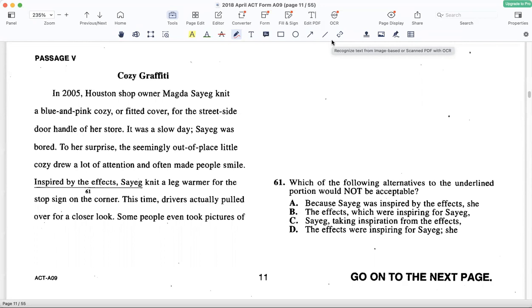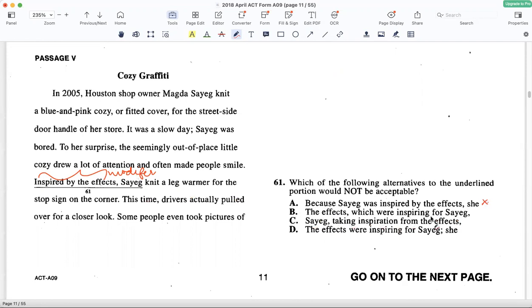Which of the following alternatives to the underlined portion would not be acceptable? So here I'm saying, inspired by the effects, Saik knit a leg warmer for the stop sign. So this is a modifier, which tells me that Saik was inspired by the response to the cozy and she knit a leg warmer. Because Saik was inspired by the effects, she knit a leg warmer. So that makes sense. She went ahead and did that because she was happy with the response to the cozy. So A is acceptable. So this can't be my answer.